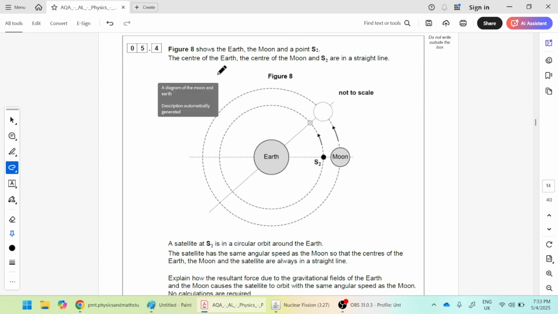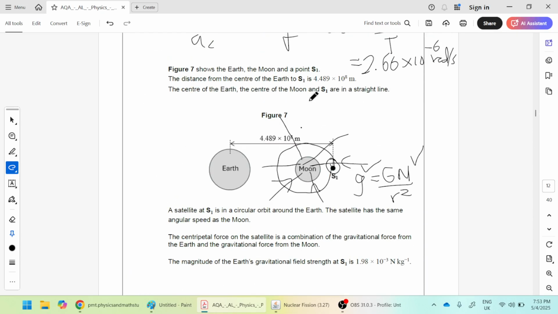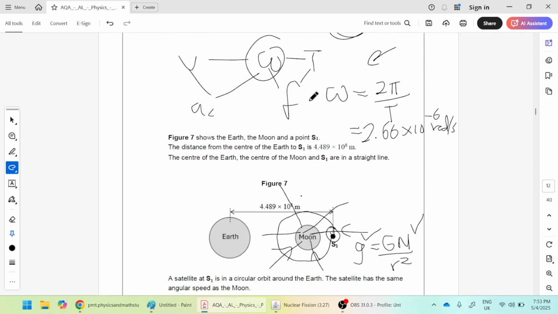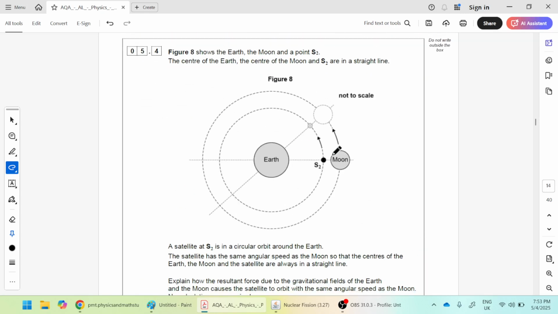Figure 8 shows the Earth, Moon, and a point S2. Now that means the examiner has completely forgotten about the satellite, I think. These are in a straight line. Satellite, okay, this is a satellite, but instead of being over here, now it has moved here. Circular orbit around the Earth. Satellite has the same angular speed as the Moon. So that, oh, it's a different satellite for sure, isn't it? Okay, it's a different satellite in a different orbit. But anyway, that doesn't matter.